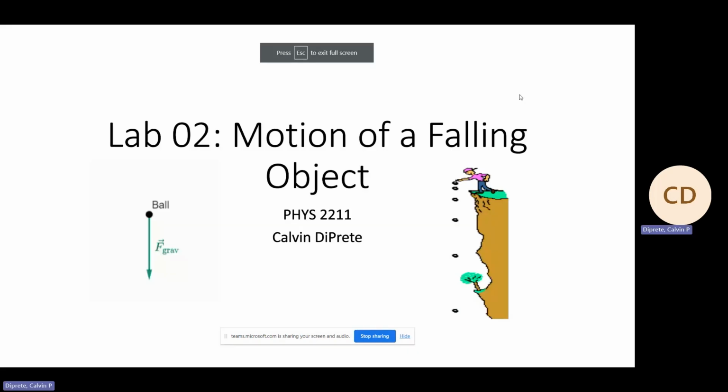Okay, I'm Calvin Freed, and this is lab number 2 for GT Physics 2211 on motion of a falling object.